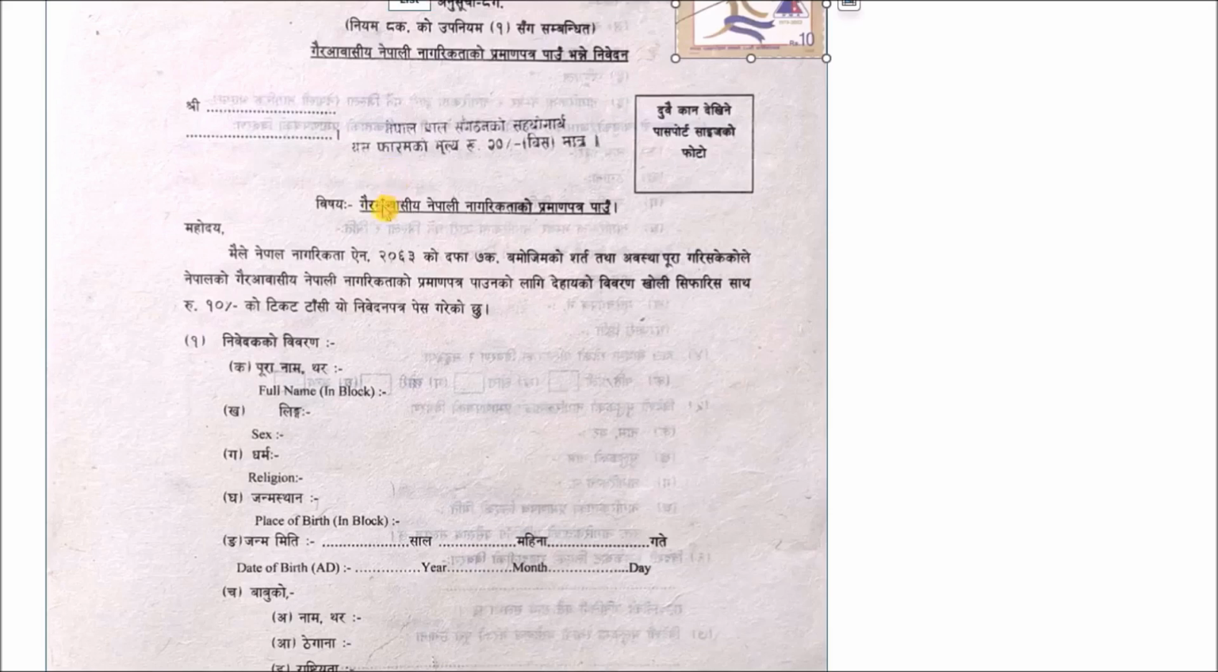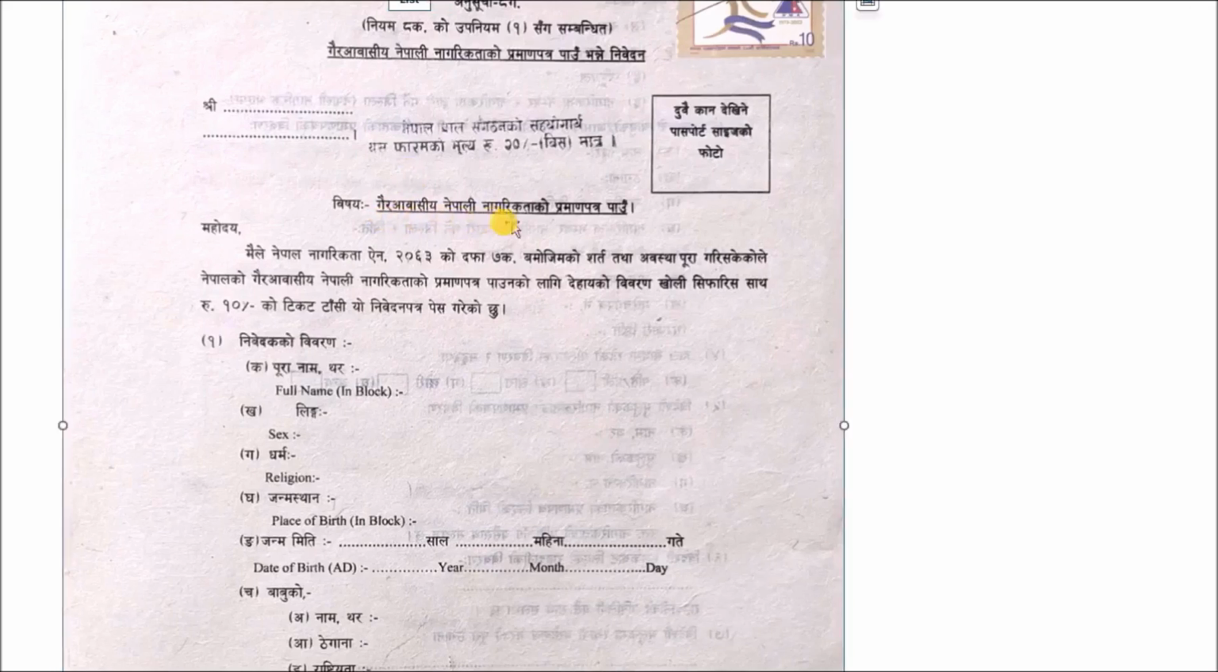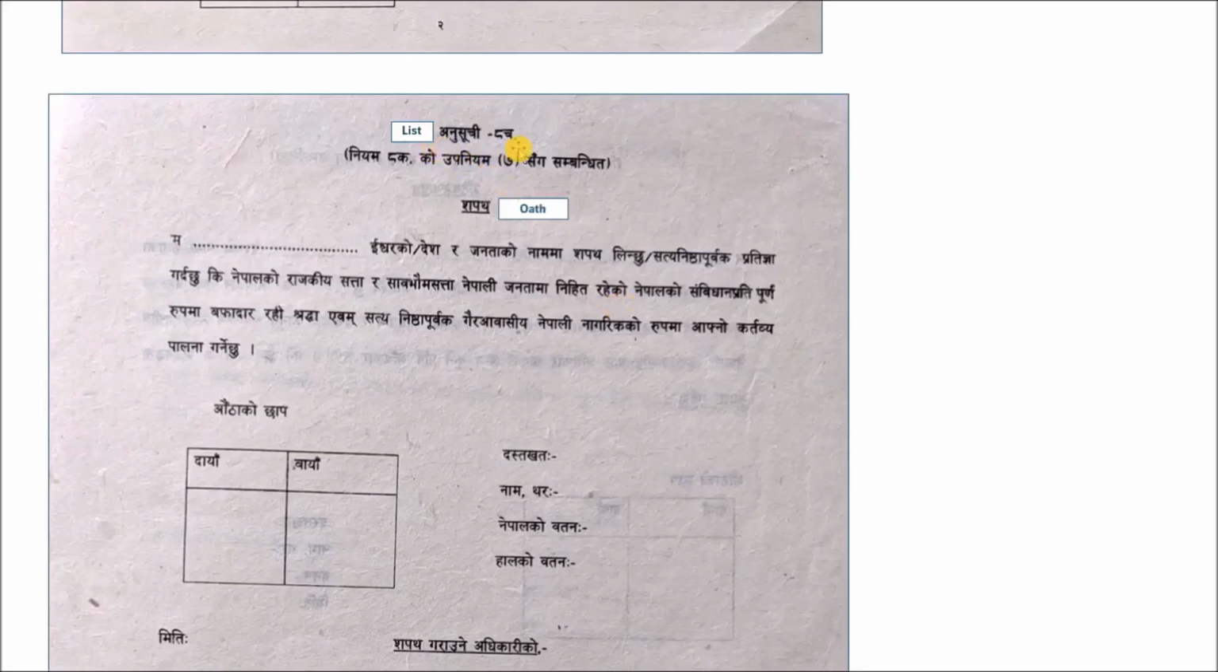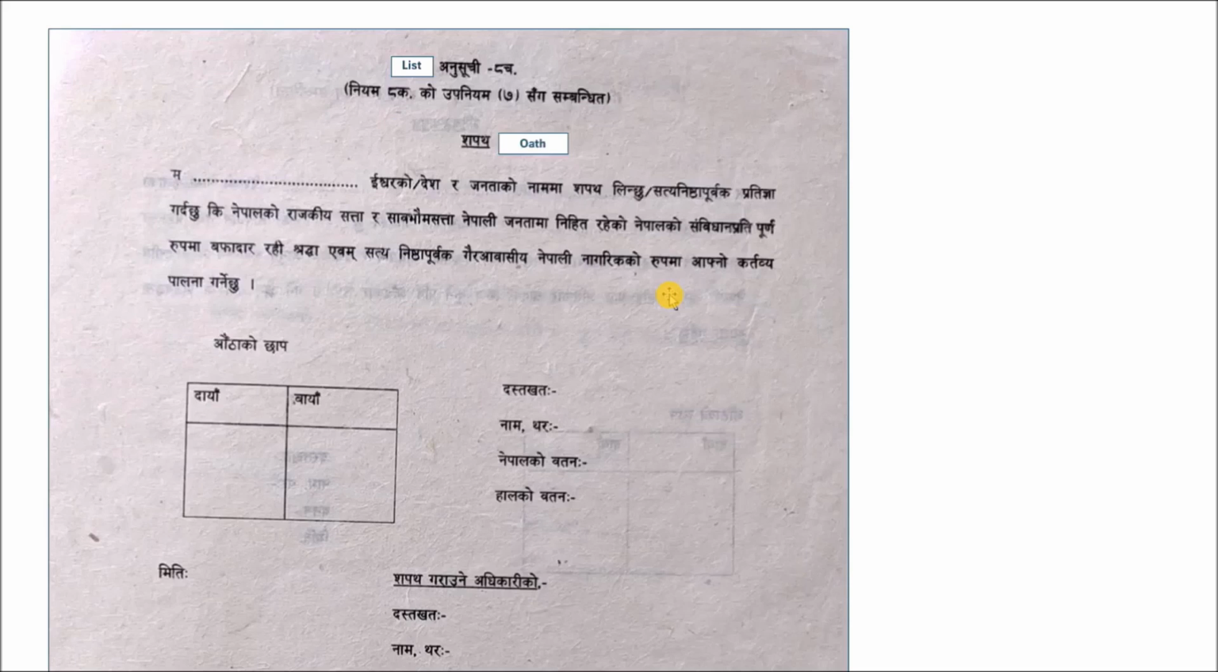The first form says here, Gair Abasi Nepali Nagarikta Praman Patra Paun. So this is the application for non-resident Nepalese citizenship. Okay, and then the next document says here, Anusuchi, another list, and this is for Safat, or the oath. So this is like an oath of citizenship for the NRN citizenship.